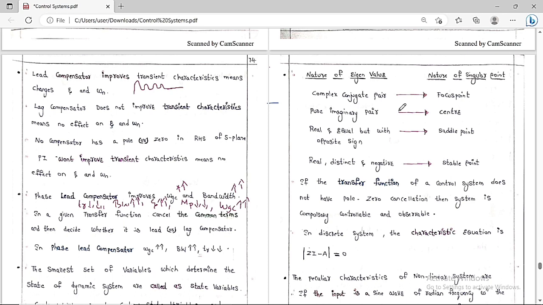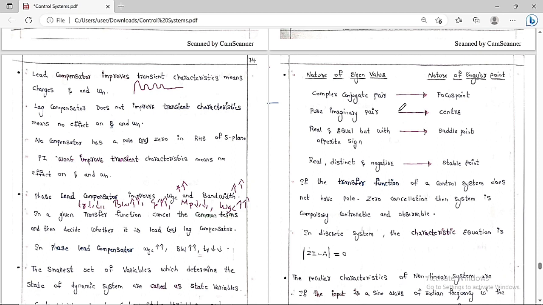So finally I can say, nature of the eigenvalue and nature of the singular point. For a complex conjugate pair, we are going to get the focus point. For a pure imaginary pair, the center. For real and equal but with opposite sign, the saddle point. For real, distinct and negative, the stable point. So these things you always have to keep in mind.